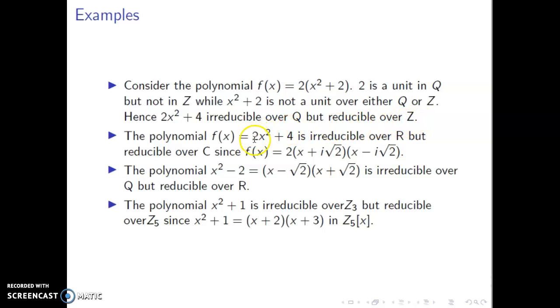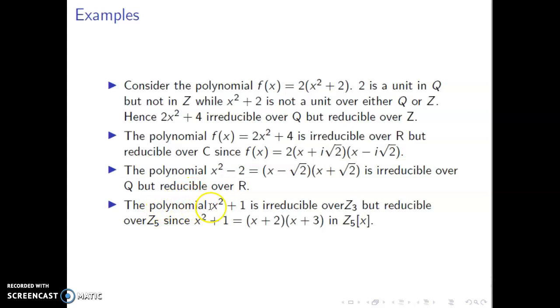Similarly, the same polynomial 2x squared plus 4 is irreducible over R, but reducible over C, since in C I can factorize it in terms of two polynomials of degree 1. Similarly, the polynomial x squared minus 2 is irreducible over Q but reducible over R.